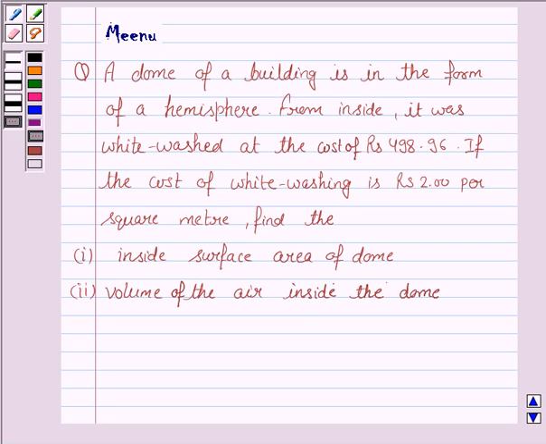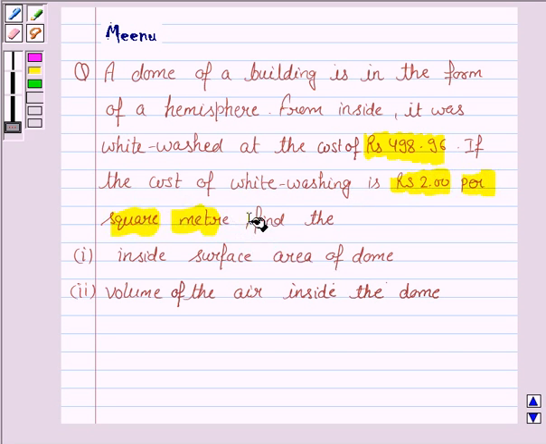Let us discuss the following question. It says, a dome of a building is in the form of a hemisphere. From inside, it was whitewashed at the cost of ₹498.96. If the cost of whitewashing is ₹2 per square meter, find the inside surface area of dome, volume of the air inside the dome.